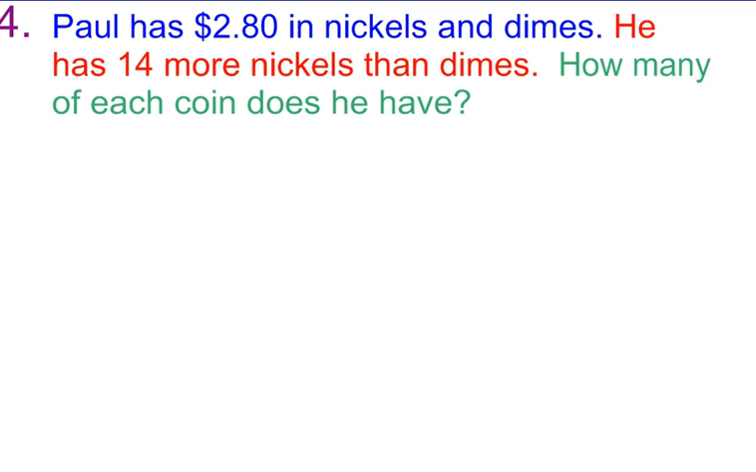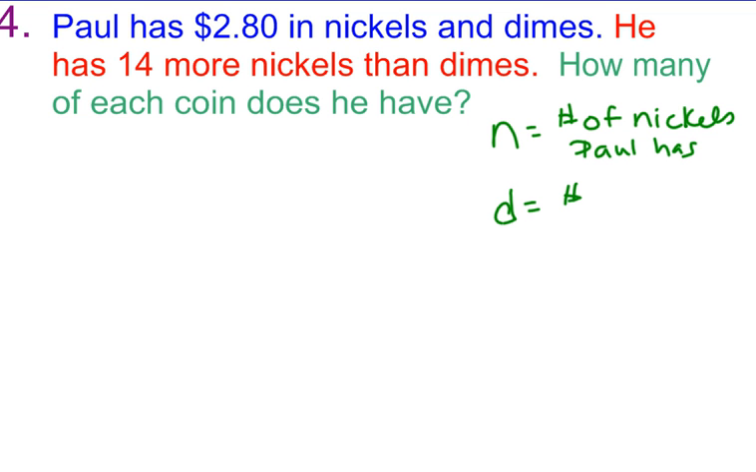So first what I would do is I would say that I'm going to call N the number of nickels he has. And then I'm going to call D the number of dimes he has. Because that's what I'm looking for, isn't it? I'm looking for how many nickels and dimes Paul has.